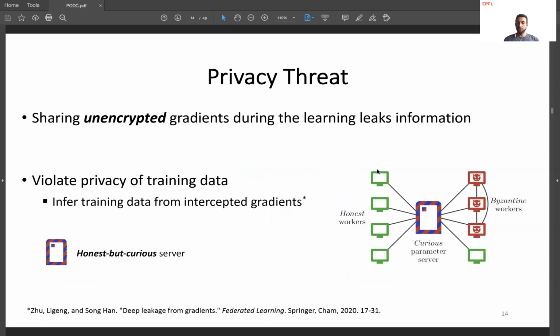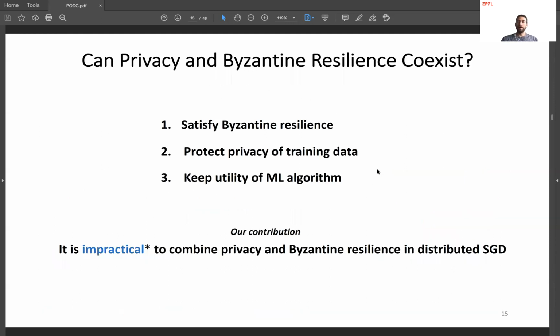And in order to account for that particular threat, we consider the parameter server in our model to be honest but curious. Honest in the sense that it will not deviate from a correct execution of the protocol when it comes to aggregating the incoming gradients. However, it is still curious in the sense that it will use the different gradients that are sent to it in order to violate the privacy of the honest workers.